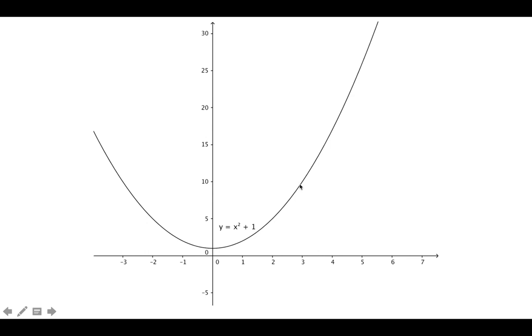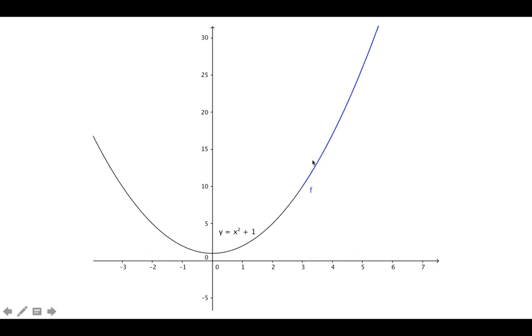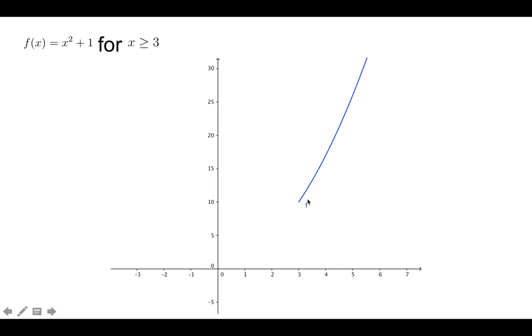And we want to start here and keep everything to the right of that point. Don't think up and down, think left and right. We want x is greater than 3. All these x's, 3 and greater. So I've highlighted it here. That's this blue section of the graph, starting here at the point (3, 10) and going to the right. And then, of course, we would erase the rest of the graph.